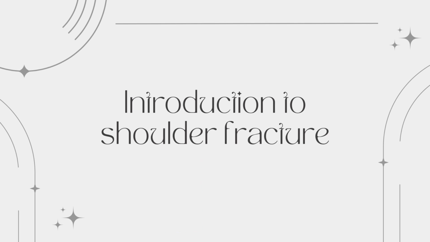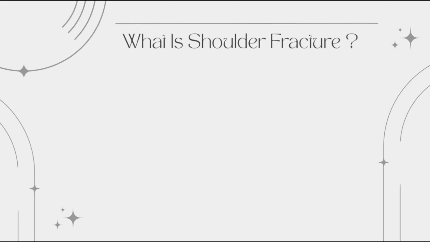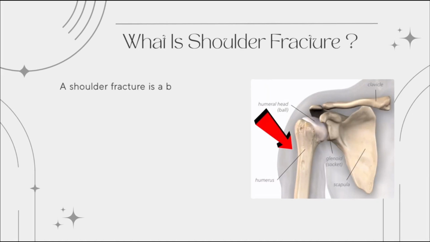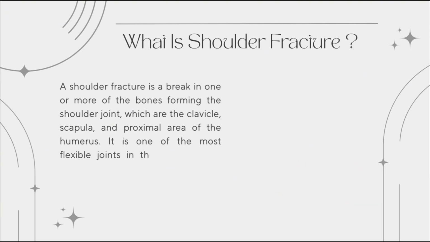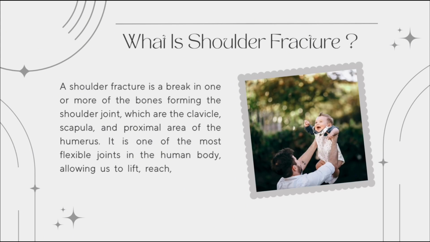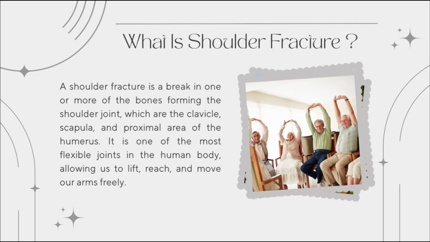In this video, we will be talking about shoulder fracture injury. But what is a shoulder fracture? A shoulder fracture is a break in one or more of the bones forming the shoulder joint, which are the clavicle, scapula, and proximal area of the humerus. It is one of the most flexible joints in the human body, allowing us to lift, reach, and move our arms freely.